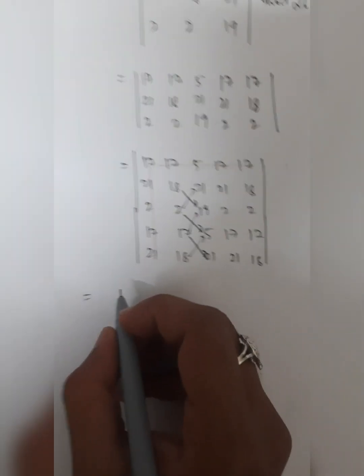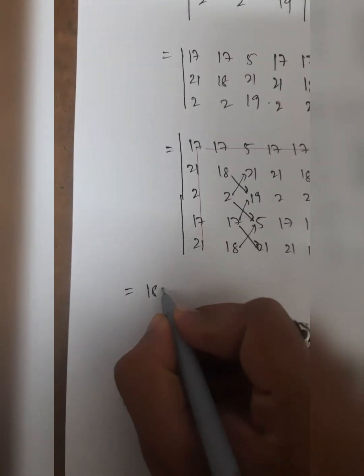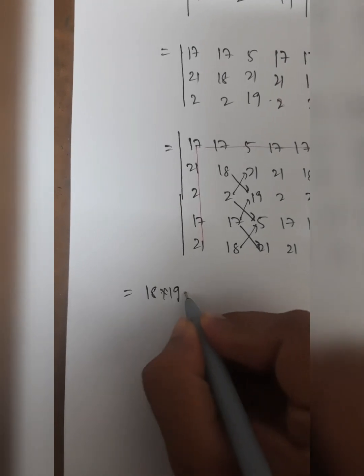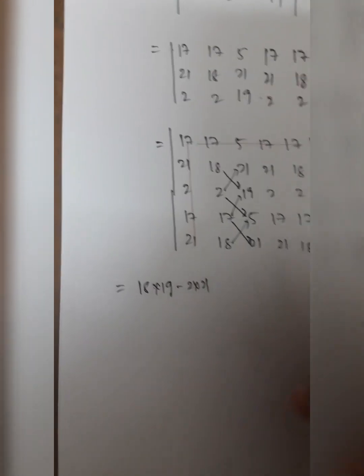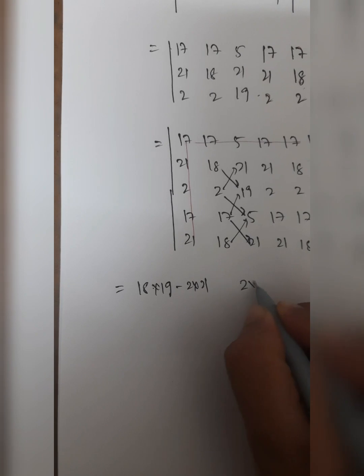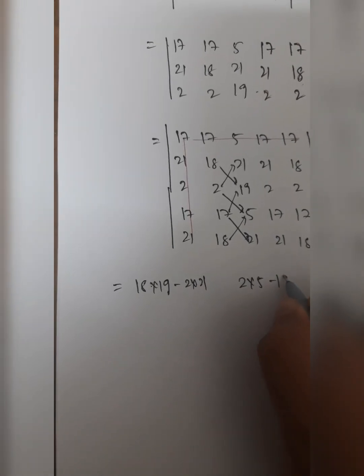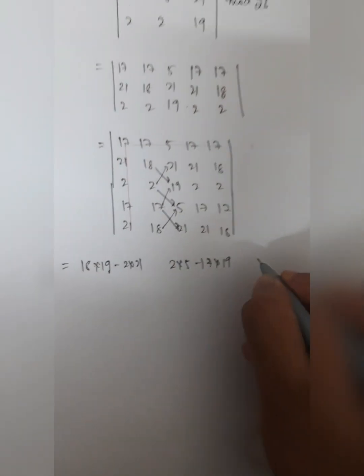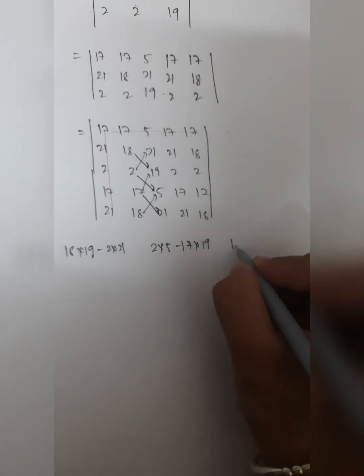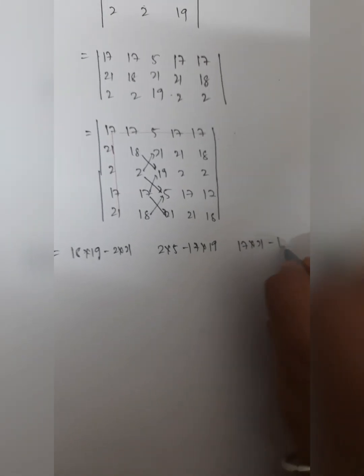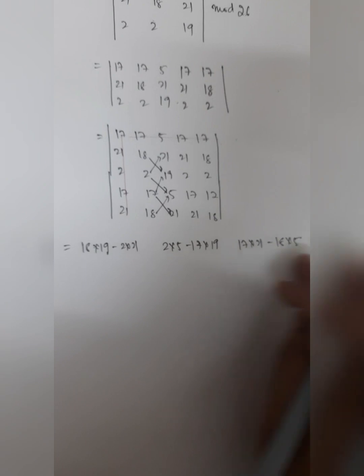First let me just write one thing and show you. 18 into 19 minus 2 into 21, then 2 into 5 minus 17 into 19, then you will write it as 17 into 21 minus 18 into 5. This is your first row.